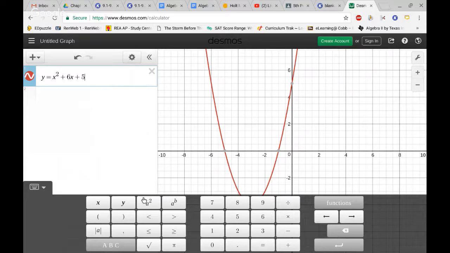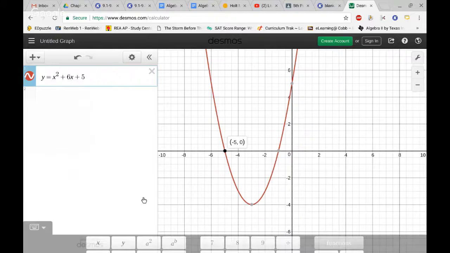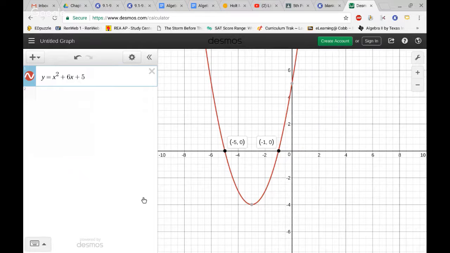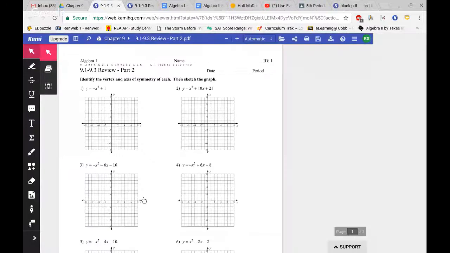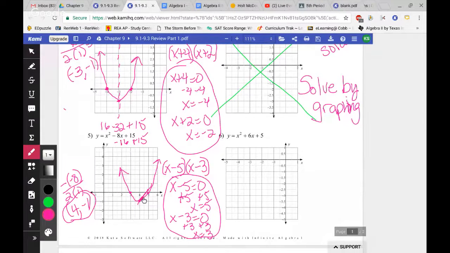So the solving by graphing, my answers are -5 and -1. So that's what I'm looking for. And then down here, that's my vertex. Okay. Isn't Desmos wonderful? It is. So I got -5, -1. And what was my vertex again? What was it, -3, -4?